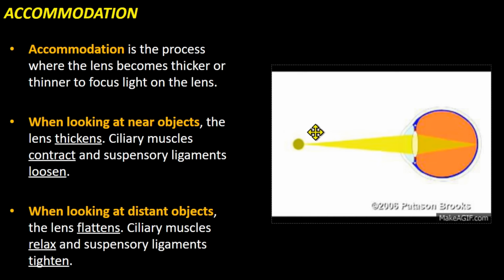So when you're looking at a near object, if you look here, the object as it's getting closer, the lens is going to thicken. This is because the ciliary muscles are going to contract and the suspensory ligaments are going to loosen. And if you look at a distant object, so you see here when this object is further away, the lens is flatter. This is because the ciliary muscles relax and the suspensory ligaments tighten.